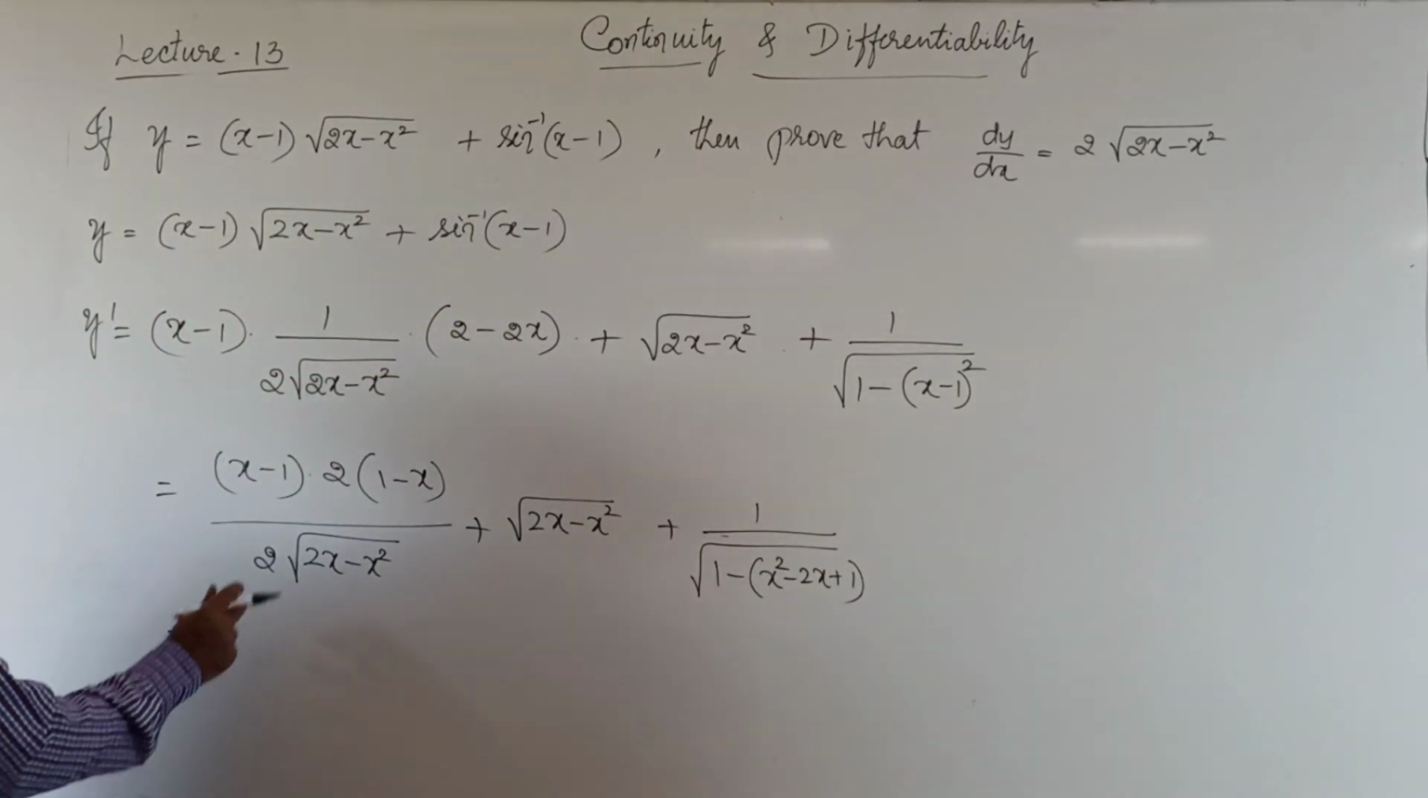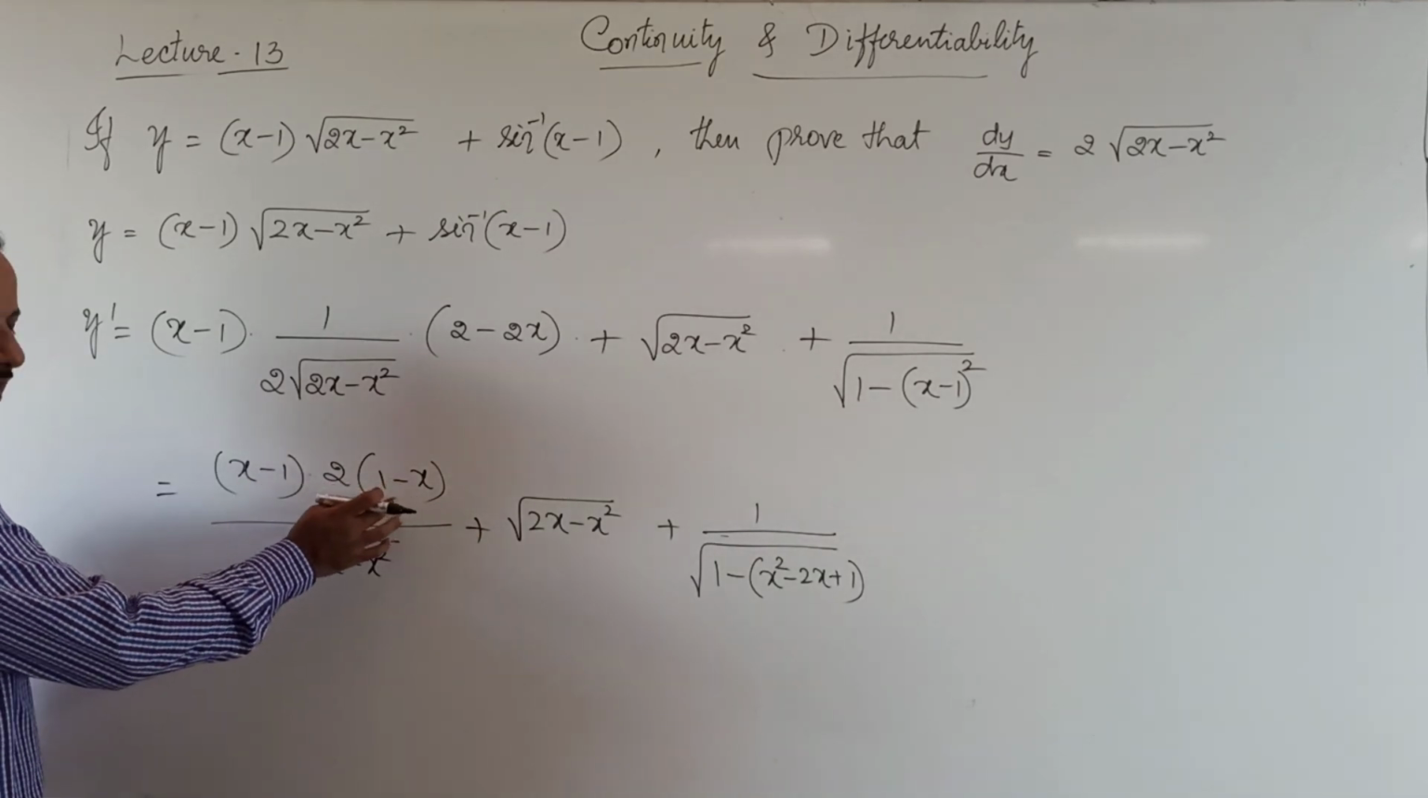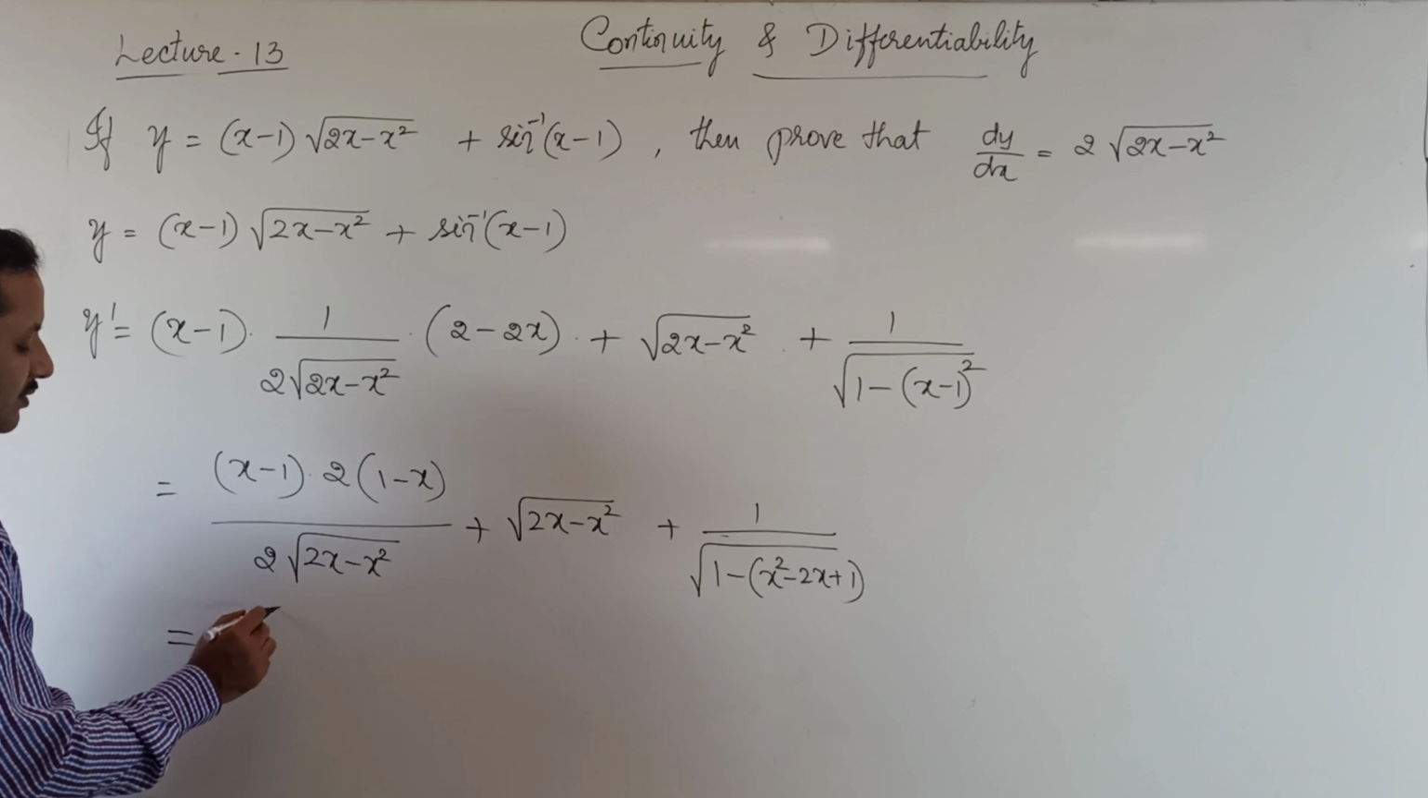Okay, that's equal to. Here 2 I will cancel. I will take minus as common. So minus of x minus 1 I write. X minus 1 into x minus 1 will become x minus 1 whole square.